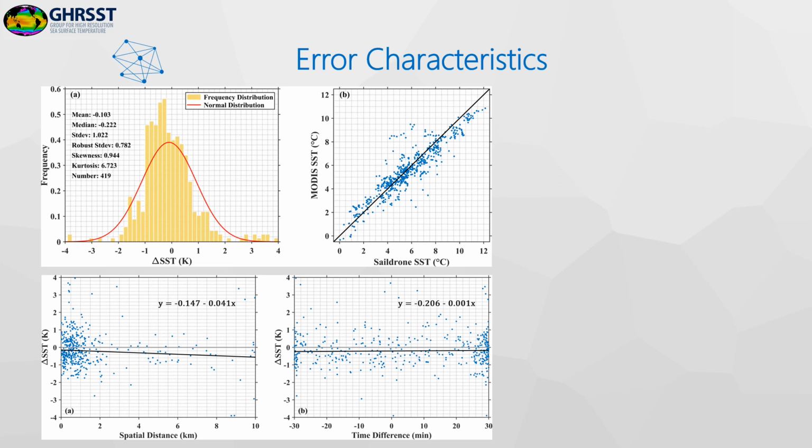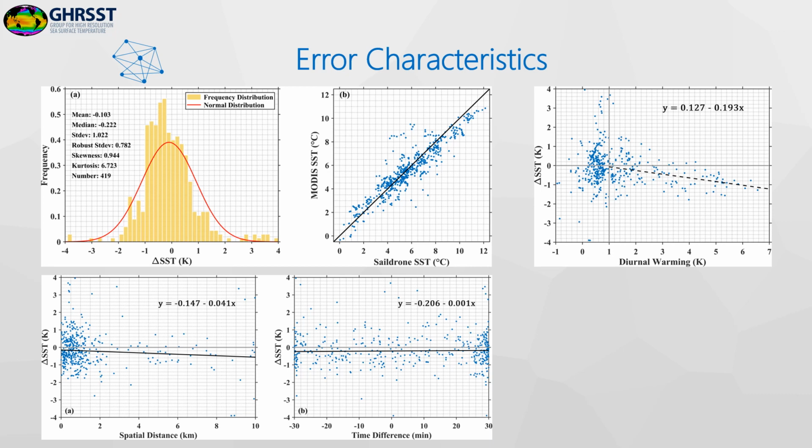The lower panel shows the time and spatial difference dependence of delta SST. Figure A indicates delta SST has a trend with increasing spatial difference, and this could result from large SST gradient areas caused by oceanic fronts or some clouds undetected by the MODIS cloud screening algorithm. Figure B shows the delta SST is insensitive within the time window. Therefore, we conclude that the distance closest matchups are more meaningful than the time closest ones.